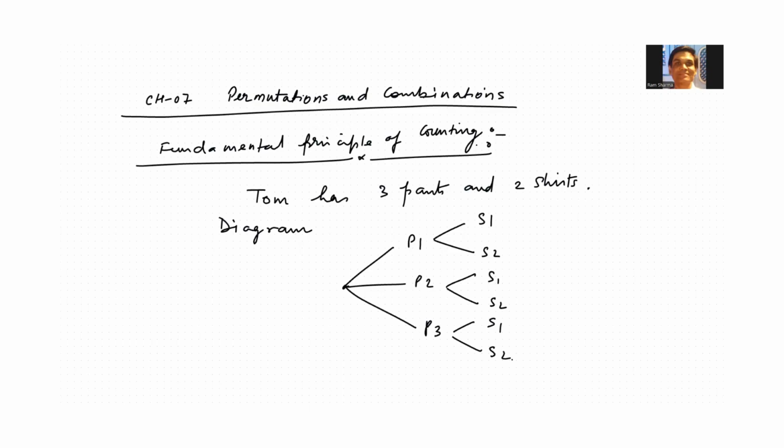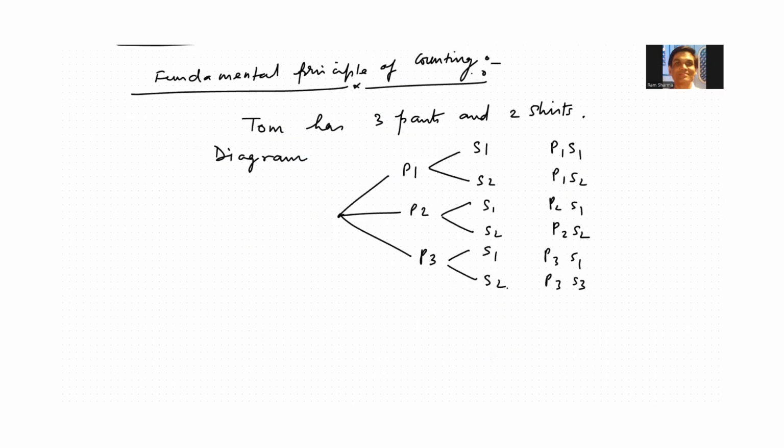Let us just write down P1S1, P1S2, P2S1, P2S2, P3S1, P3S2. So what is it that we just learned? There are a total of 6 ways to dress up with a pant and a shirt.